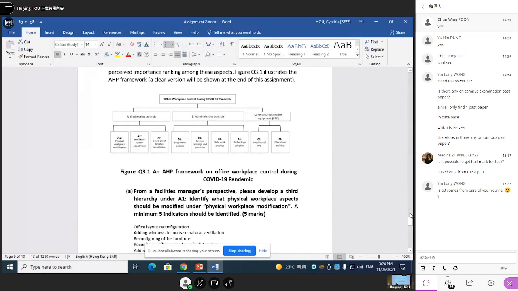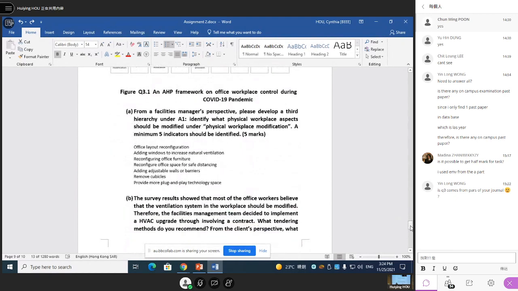For ventilation system adjustment, obviously it's about the building services system, which you are very familiar with, right? But the first one, physical workplace modification, is about how to change the physical workplace, aside from the ventilation system. So what else can you think about? You might think about reconfiguring the layout. For example, well, you can take a picture, because this will not be covered in the exam.